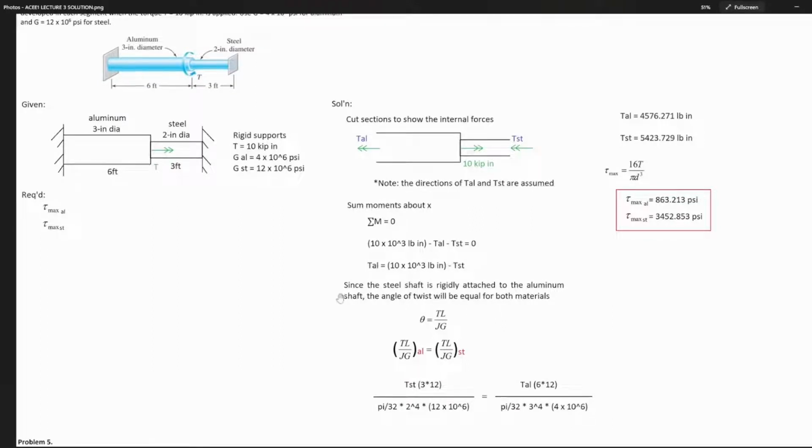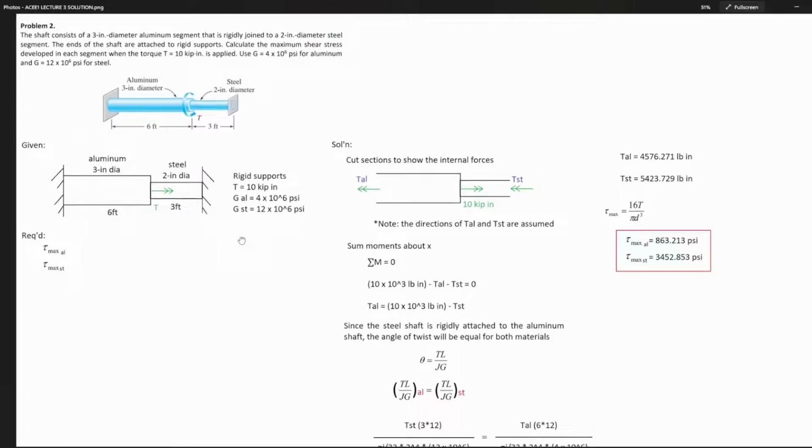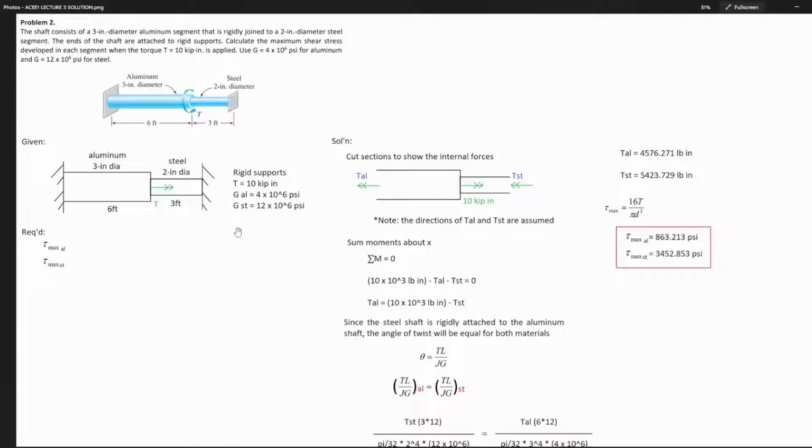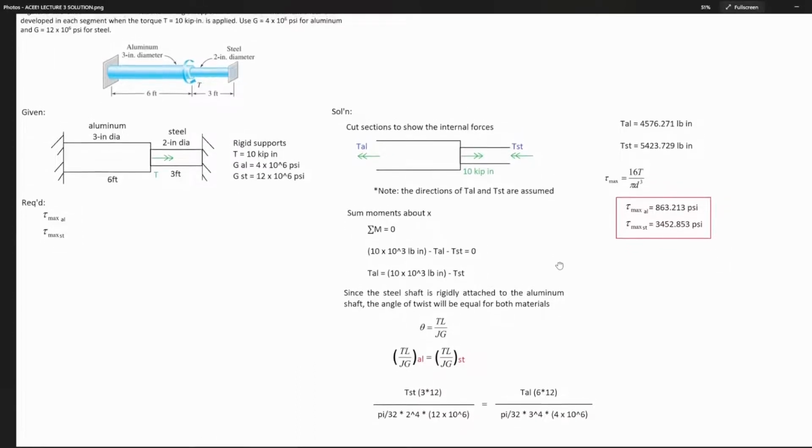Ayan. By the way guys, ito ay example ng statically indeterminate problem. Diba? Kasi isa lang yung equation natin eh. Equation ng equilibrium, isa lang oh. Magsasum ka lang ng moment. Wala ka namang isasum na forces eh. So, isa lang yung pag-generate mong equation. But then, ang unknown ay dalawa. Okay? So, kaya hahanap tayo ng compatibility equation. Nandun yun sa lecture.